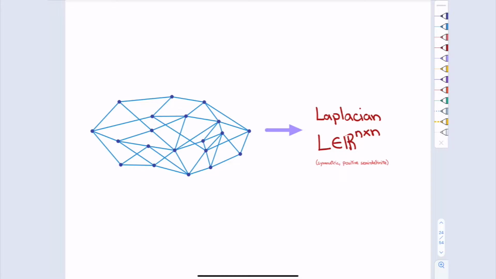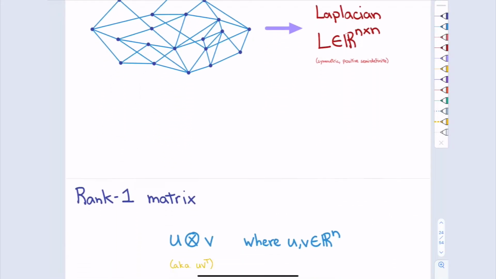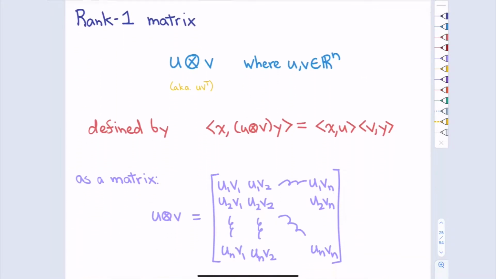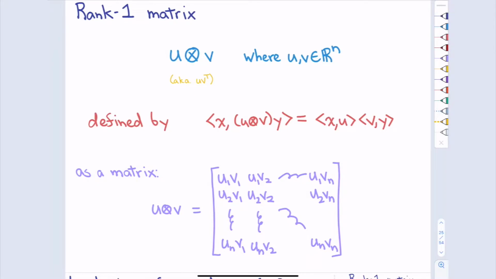All right, so let me define the Laplacian all over again. But first, I need a little bit of notation. The rank one matrix. This is sort of the simplest kind of matrix. The notation I like to use: you have two vectors u and v. This is u outer product v, but that's really the same as u v transpose.